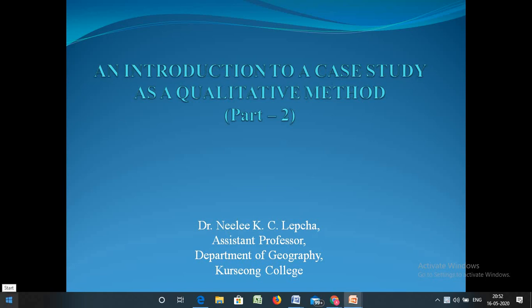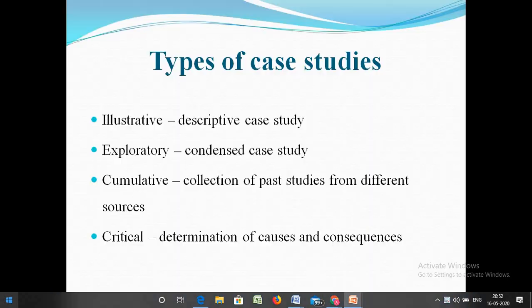Hello students, today in part 2 of an introduction to a case study as a qualitative method, we will be discussing the different types of case studies, the important steps for designing case studies, and the advantages and disadvantages of using case studies in research.